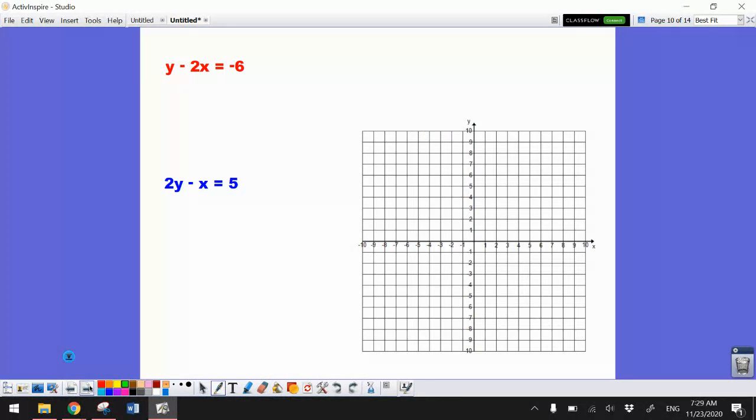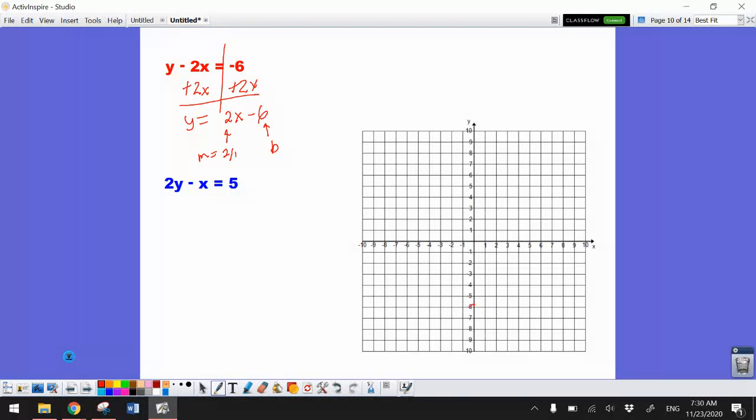Okay, let's try this one. I see that I have to do some more solving for y. So what am I going to move on this first one? You're right. I'm going to move the -2x. Well, the opposite of a -2x is a positive 2x. So I have y equals 2x minus 6. So my b is -6. My m is 2 over 1.